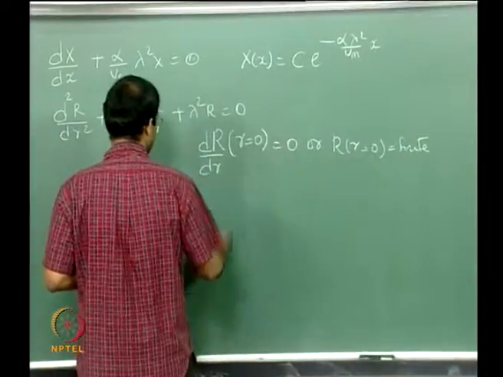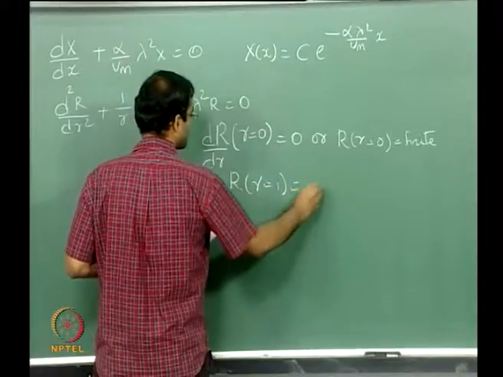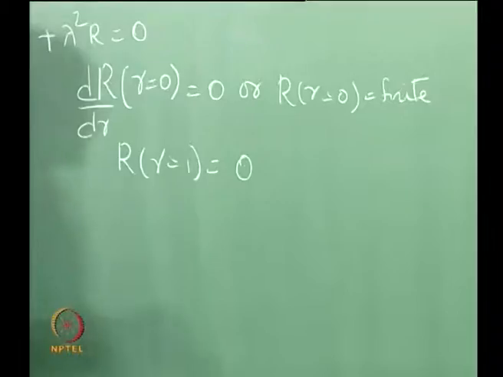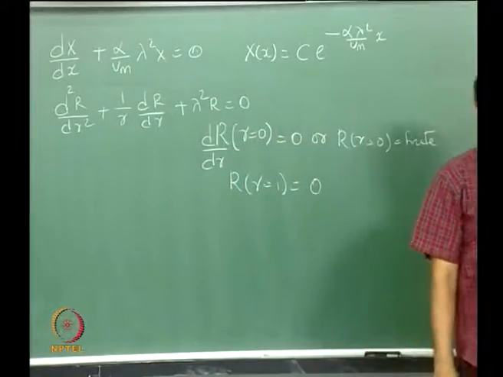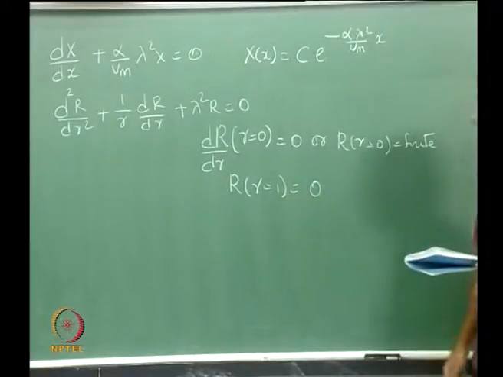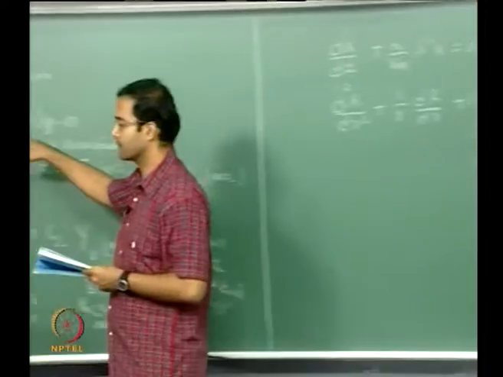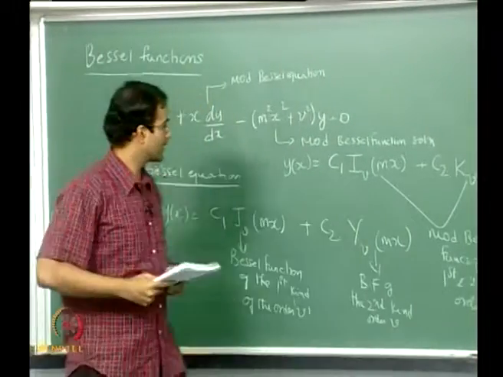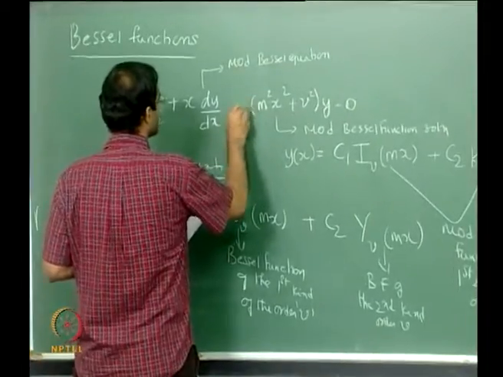The other condition: capital R at R equal to 1 should be 0, because the temperature there at the wall is constant wall temperature, so theta has to be 0, therefore R at R equal to 1 has to be 0. So now you compare this with your Bessel equation, the original Bessel equation, not the modified one.